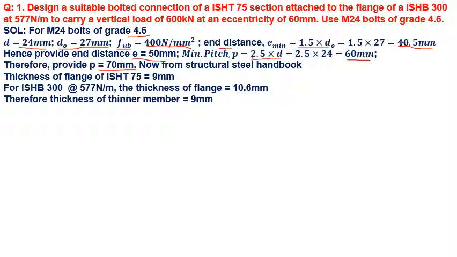From the steel table or structural steel handbook, thickness of ISHT 75 is 9 mm and thickness of flange for ISHB 300 is equal to 10.6 mm. Therefore, thickness of the thinner member is taken as 9 millimeter.